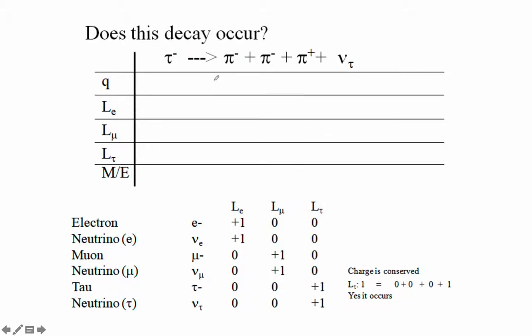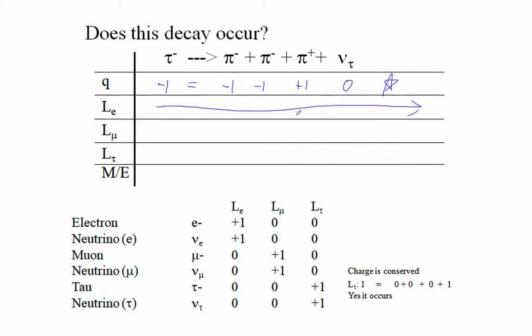Okay, so now we've got a tau decay here. A tau minus is -1. That's -1, +1, 0. So let's look at charge. Does -1 equal -1? Yes. Charge works.